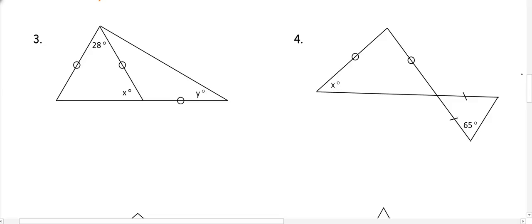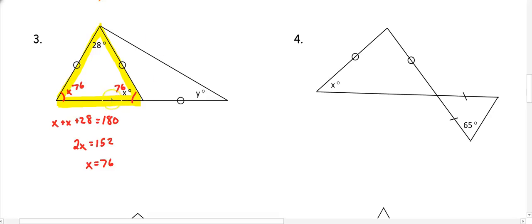In number 3, we want to find our missing angles. So these circles are another way to show that our sides are congruent, which means this angle and this angle are congruent, so they're both x. Remember in a triangle that the measure of the three angles has to equal 180. So to solve for x, I have x plus x plus 28 equals 180. I can subtract 28 from both sides, and I get 2x equals 152. So when I divide by 2, x is 76. So I have 76 and 76.